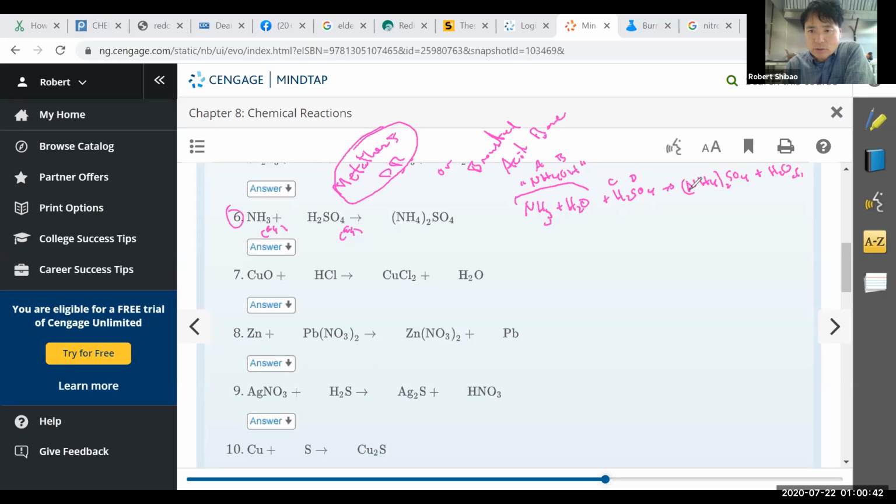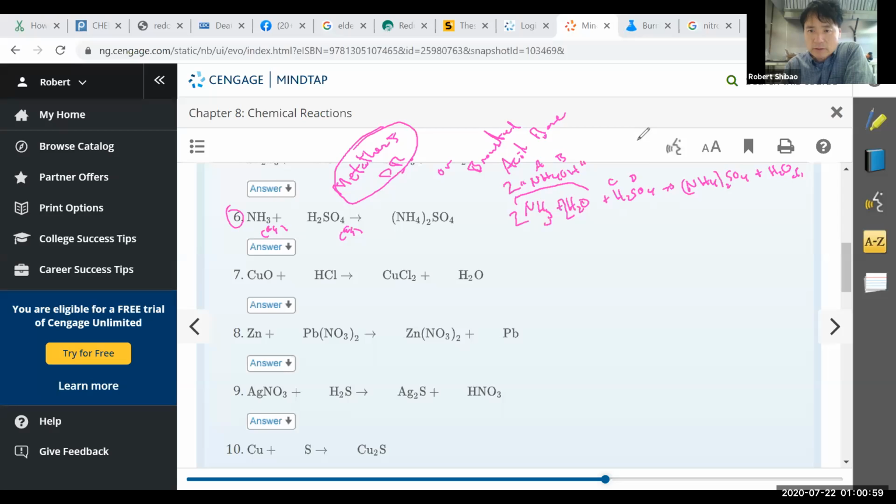Now we need 2 ammoniums. We only have 1 ammonium here. And so in order to get 2 ammonium hydroxides, we're going to need 2 ammonias and 2 waters, like that. And so 2 ammonias, 2 waters plus H2SO4 yields ammonium sulfate and water.